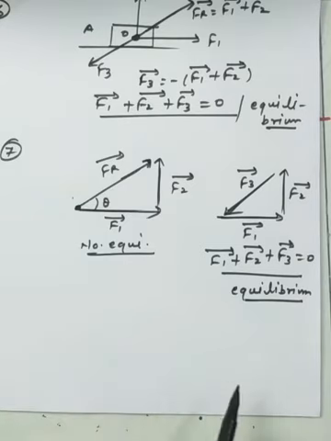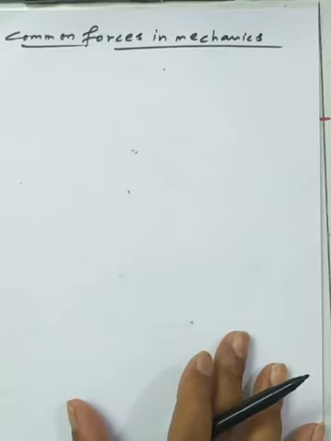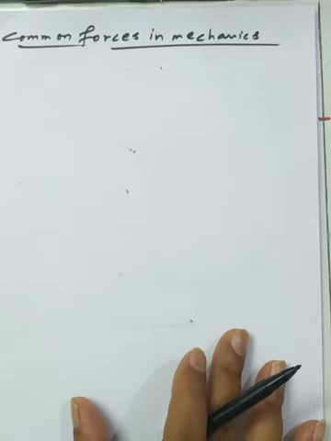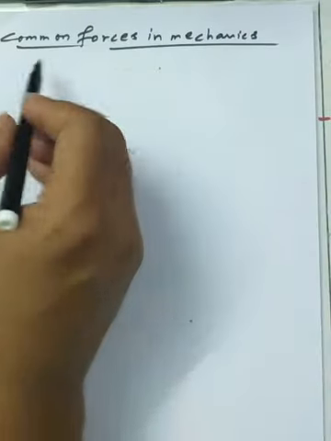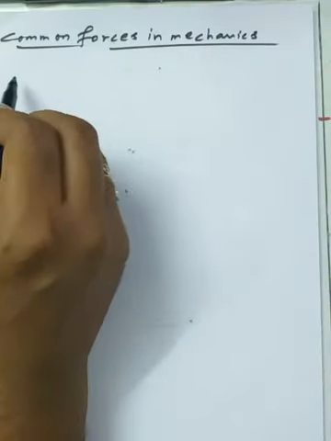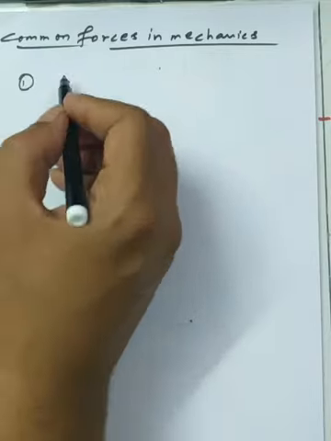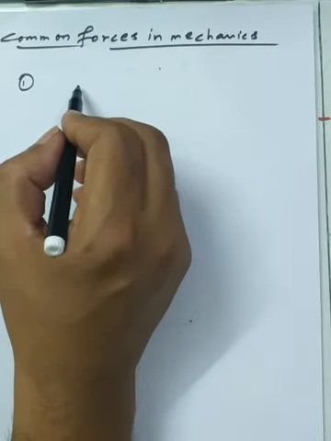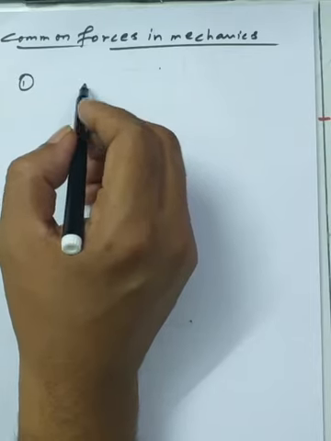So this is all about the equilibrium of a particle. Now we are discussing the common forces in mechanics. So what are the types of forces that will be applicable on an object in mechanics? One by one we are discussing all the forces in mechanics. So we are using the concept of gravitation, and every object on the earth will experience the gravitational force. So the gravitational force is a type of force in mechanics.